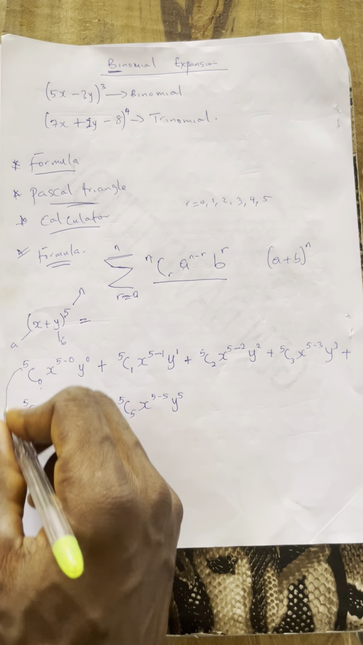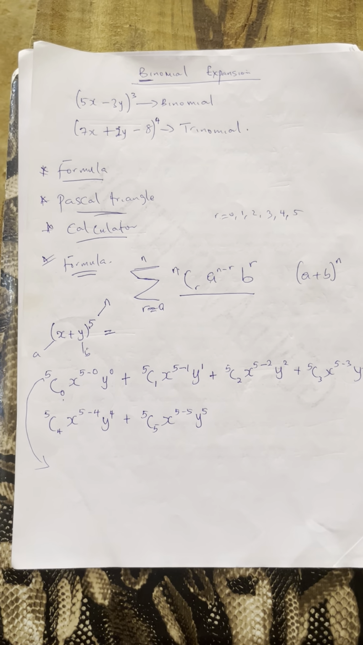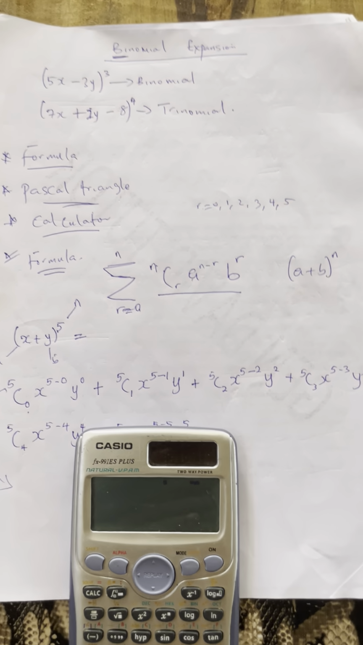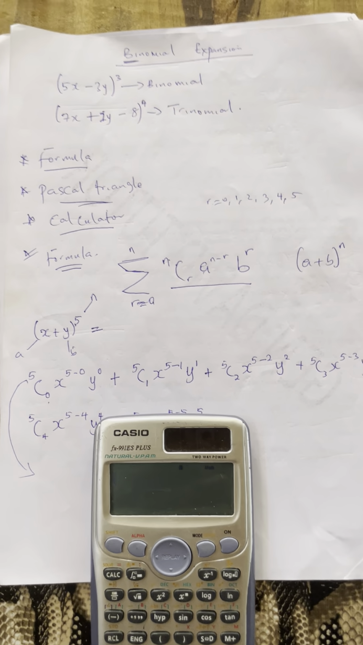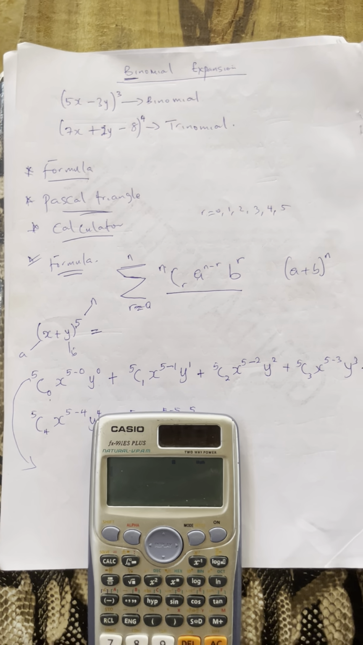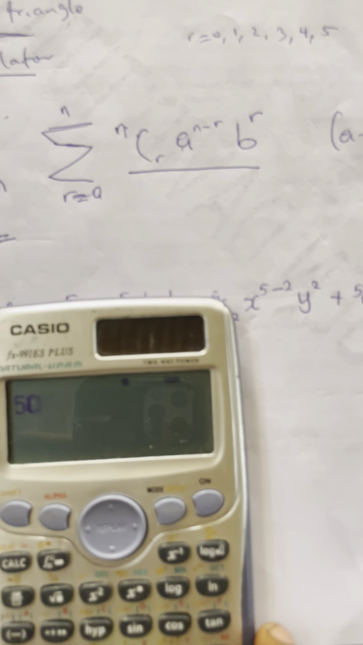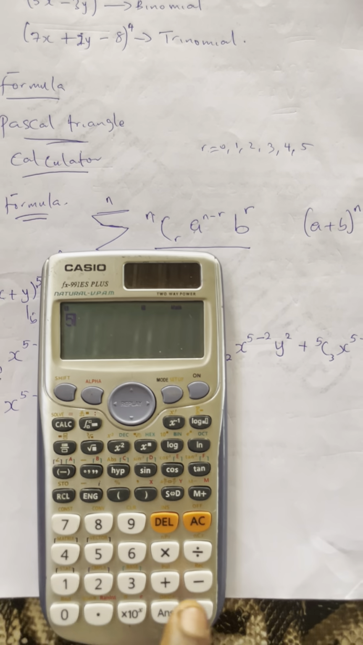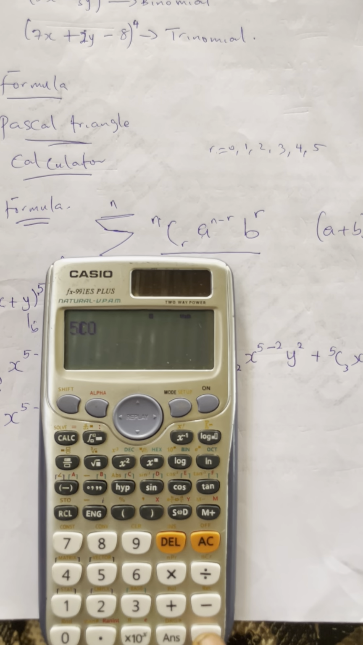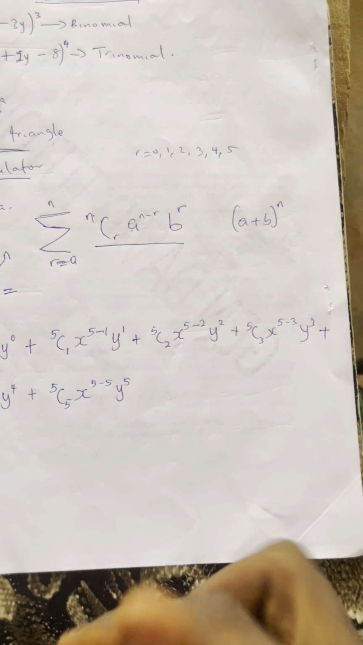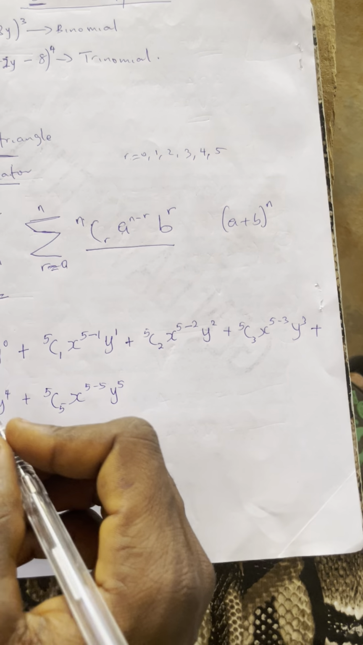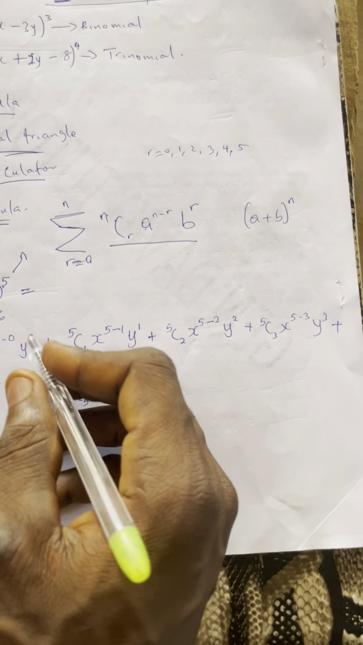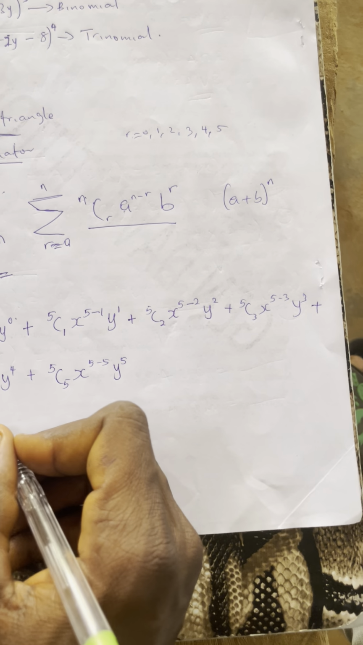Now, you start again from here: 5 combination 0. Don't forget, the reason I will not be using combination notation here is that I've not taught you about combination. Now let us go. What is 5 combination 0? This is how to press it. We have 5 here, shift, this combination, then 0. The answer is 1. So because 5 combination 0 is 1, that's 1. Then x raised to power 5 minus 0 will be x raised to power 5. Y raised to power 0, anything raised to power 0 is what? 1.